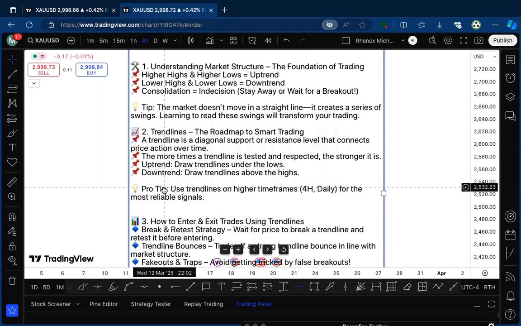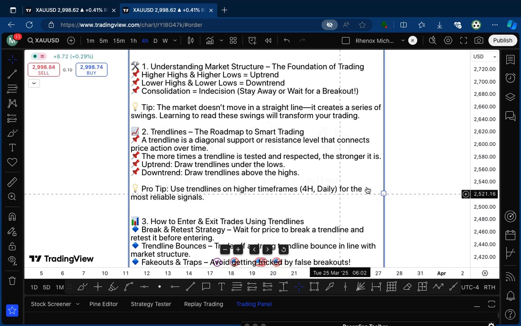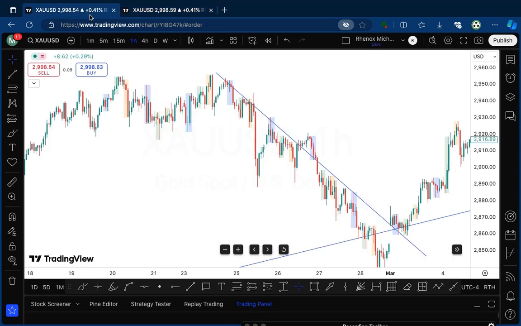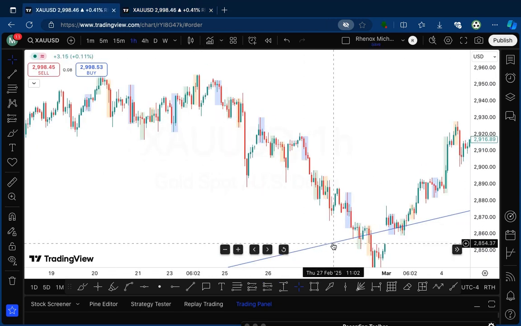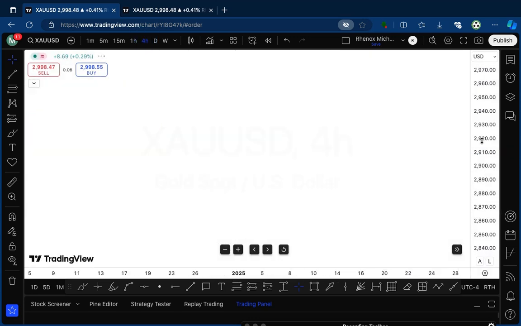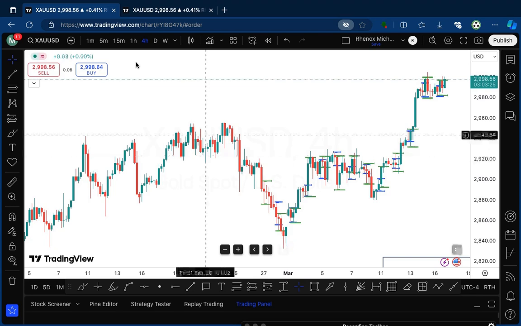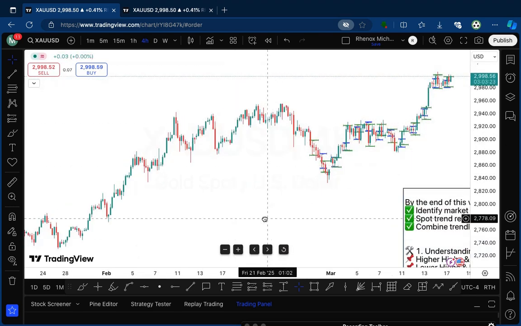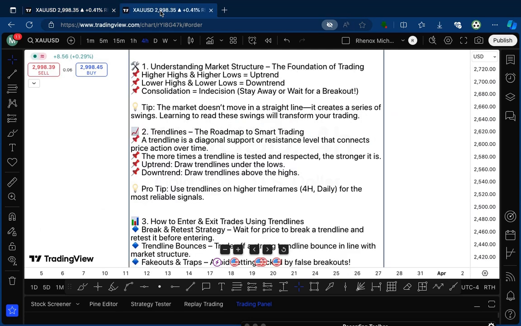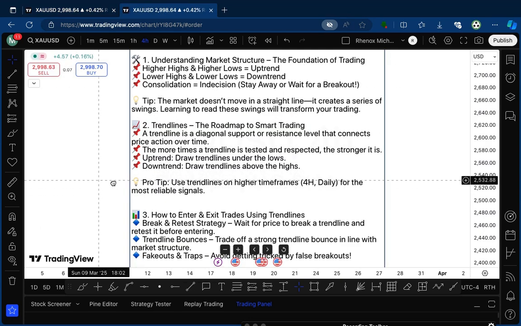Now, a pro tip for you guys: use trend lines on higher time frames like the 4-hour and the daily for the most reliable signals. If you want to get high probability setups, make sure your trend lines align on the higher time frames like the 4-hour chart. You understand? That's a tip you should try to stick to, because most times the 4-hour and upwards are very reliable time frames to get high probable setups.